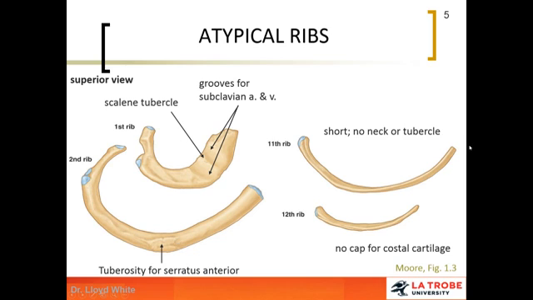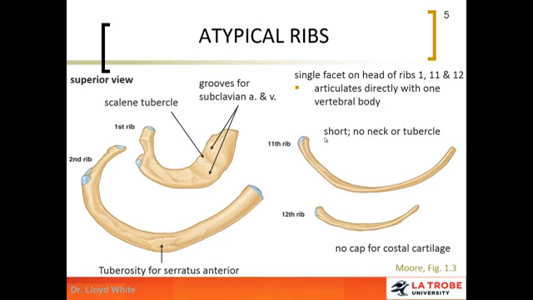If we look at the floating ribs, 11 and 12, you'll notice that there's no cap on the anterior end for attachment to a costal cartilage because, of course, the floating ribs don't attach anteriorly. You'll also notice that there's no tubercle, so these ribs aren't articulating with the transverse processes of the thoracic vertebrae 11 and 12, and therefore there's also no neck.